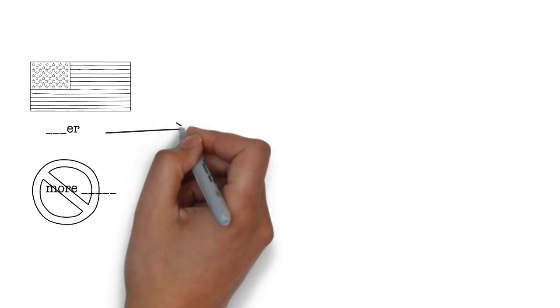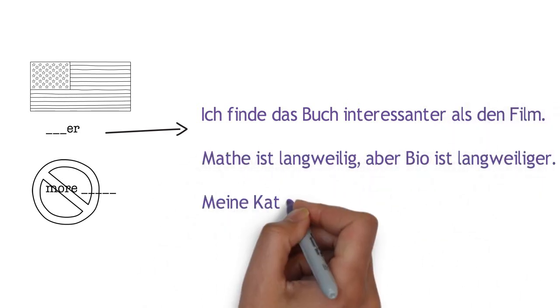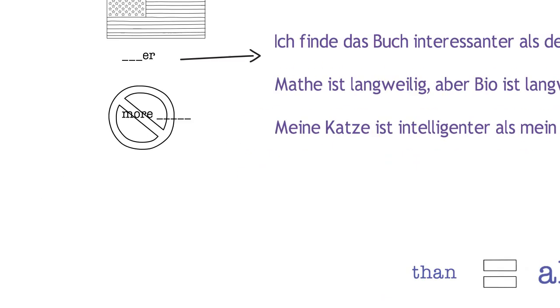For instance, ich finde das Buch interessanter als den Film. Mathe ist langweilig, aber Bio ist langweiliger. Meine Katze ist intelligenter als mein Hund.